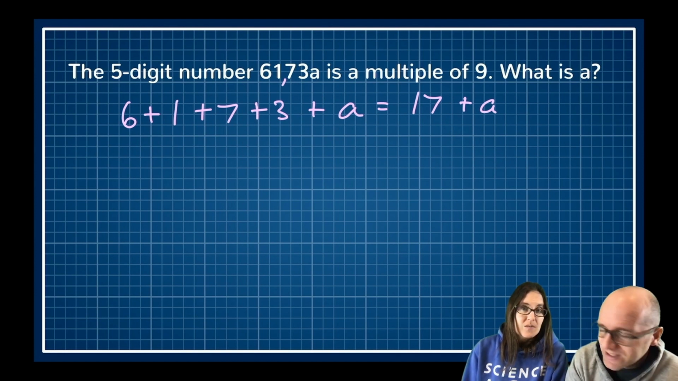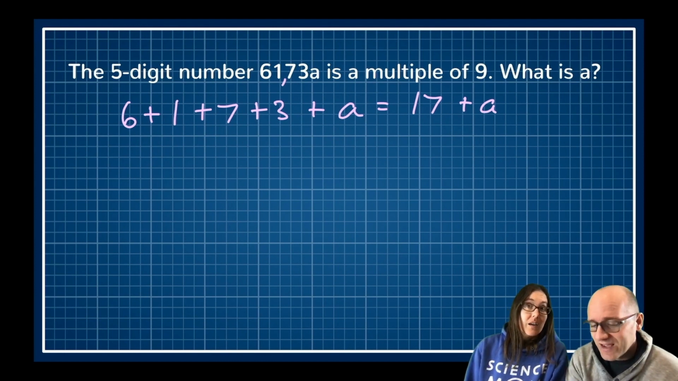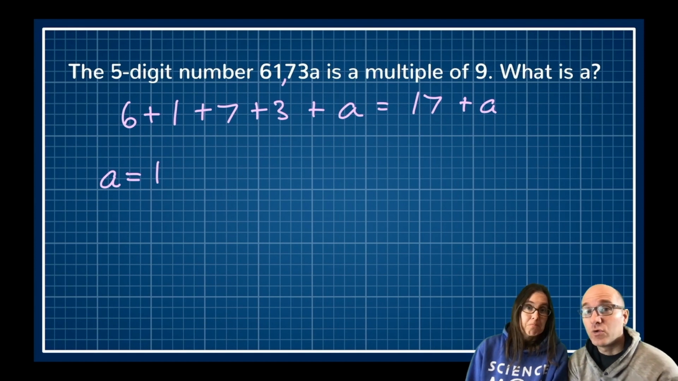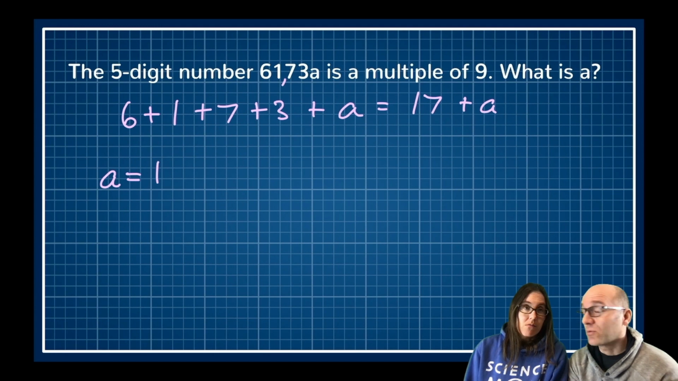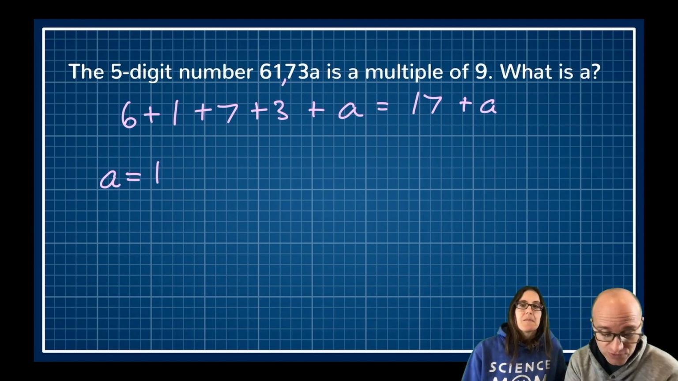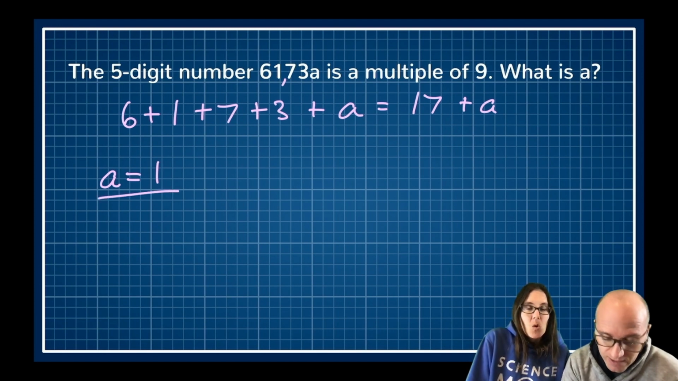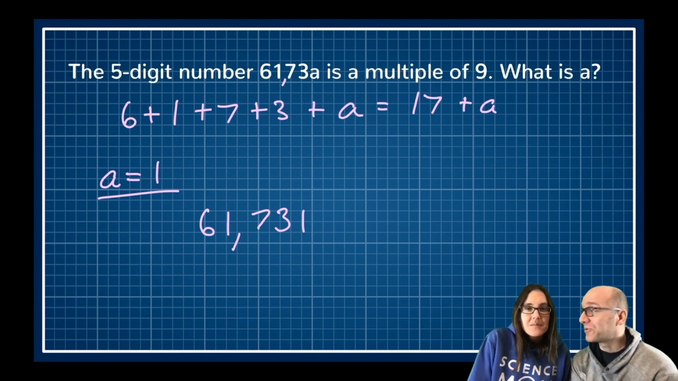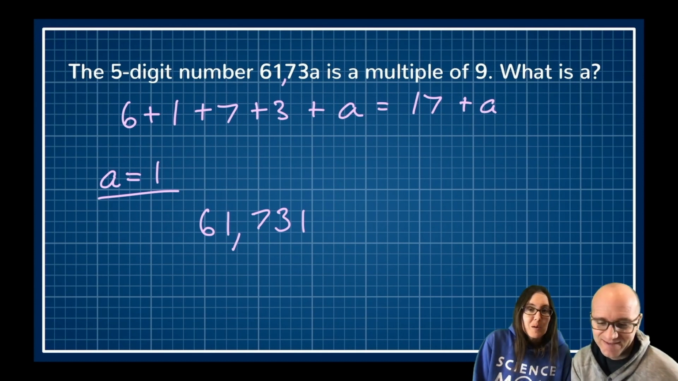So 17 plus A, can you think of any multiple of 9 that's close to that? 18. So 17 plus 1 would be 18. So A could equal 1. Could A be any other number? Well, what's the next multiple of 9 after 18? We'd have to jump up to 27. Yeah, we can't get there with one digit. No, we can't get there with just a one-digit number, so A has to be 1. So that means that this number was 61,731. That's the only possible answer because we had that bit of information that it was a multiple of 9. Nice. I like that challenge problem.